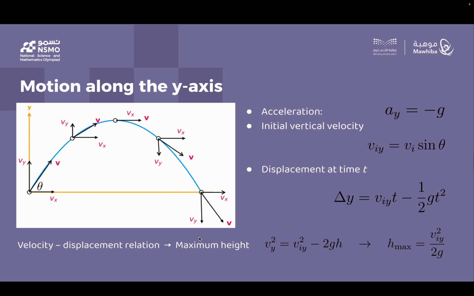To get the maximum height that the projectile reaches, we have to start from one of the equations of motion that we learned previously, which is the velocity displacement relation. It states that Vy squared equals Viy squared minus 2gh. At the top of the trajectory, the y component of the velocity is 0. So substituting 0 for Vy and expressing h, we get the height corresponding to this point. Therefore, the maximum height is h max equals Viy squared over 2g.